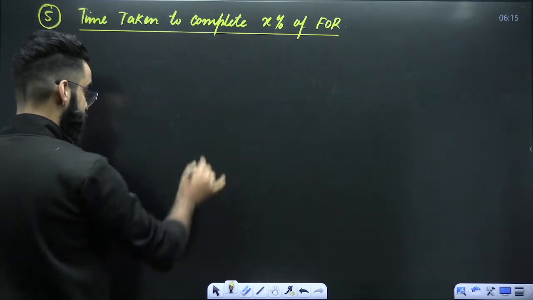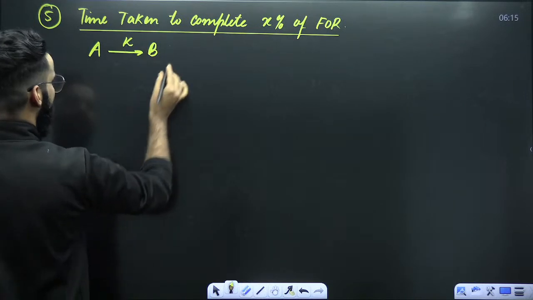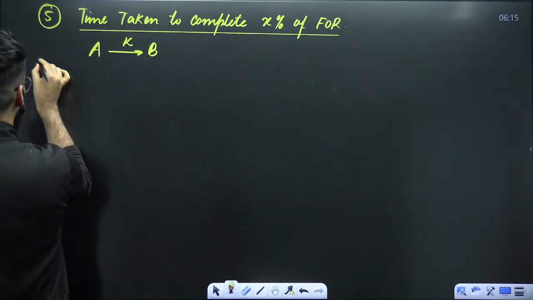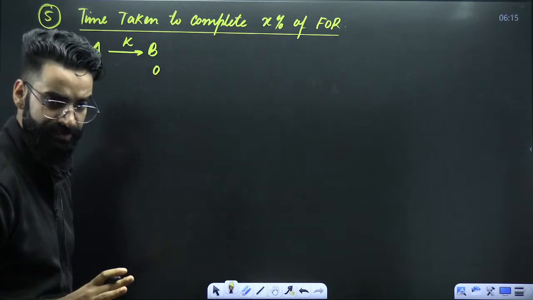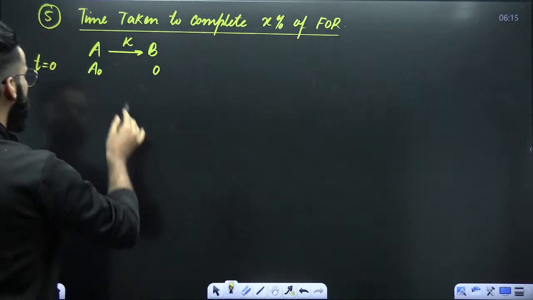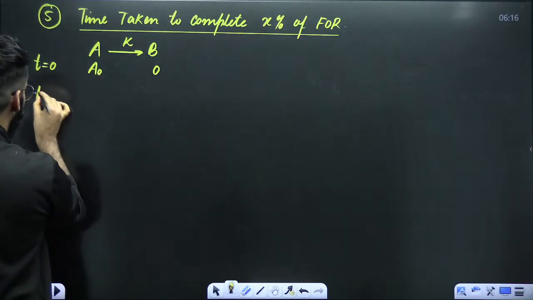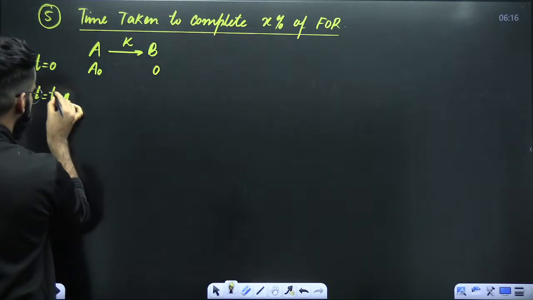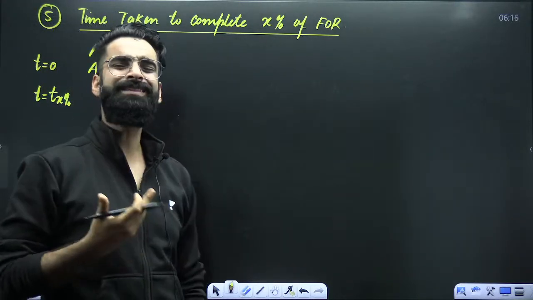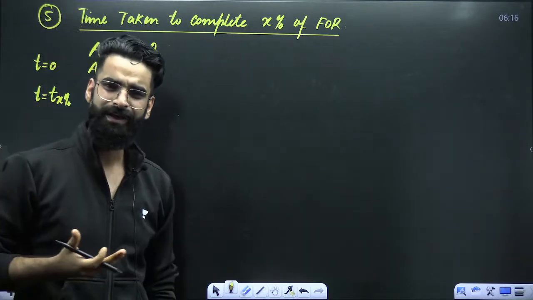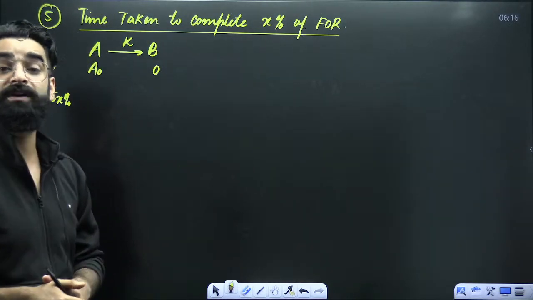My dear students, you have got the reaction A gives B, whose rate constant is, for example, K. And this reaction follows the first order kinetics. Initially, at time t is equal to 0, let's assume that the initial concentration of reactant is A0. Now, let's assume that X% of the reaction has got completed. The time taken to complete X% of the reaction, I'm representing with Tx%. What does it mean that X% of the reaction has got completed? That means X% of the reactant has got converted into product.